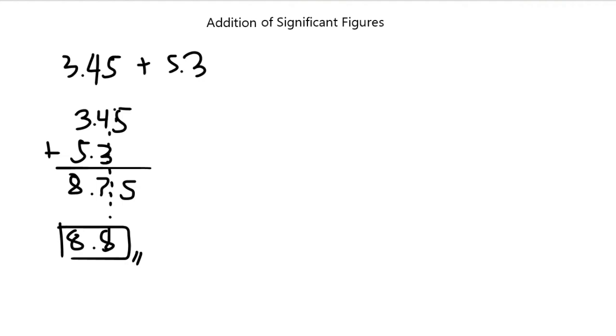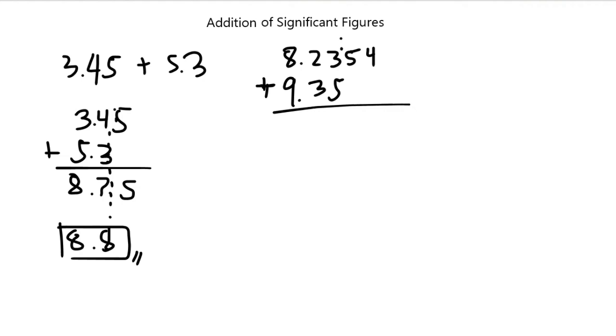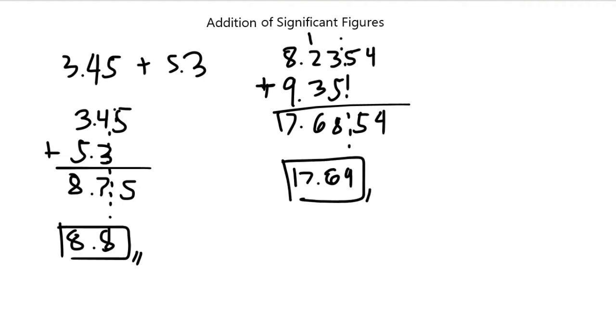So, let's take more problems. Say we have 8.2354 and add natin siya sa 9.35. Let's add it here. Mag-draw tayo ng line of symmetry dito. So we got 5, 4, and then 5 plus 3 is 8. 3 plus 2 is, and we got here 17.69. That's our answer.